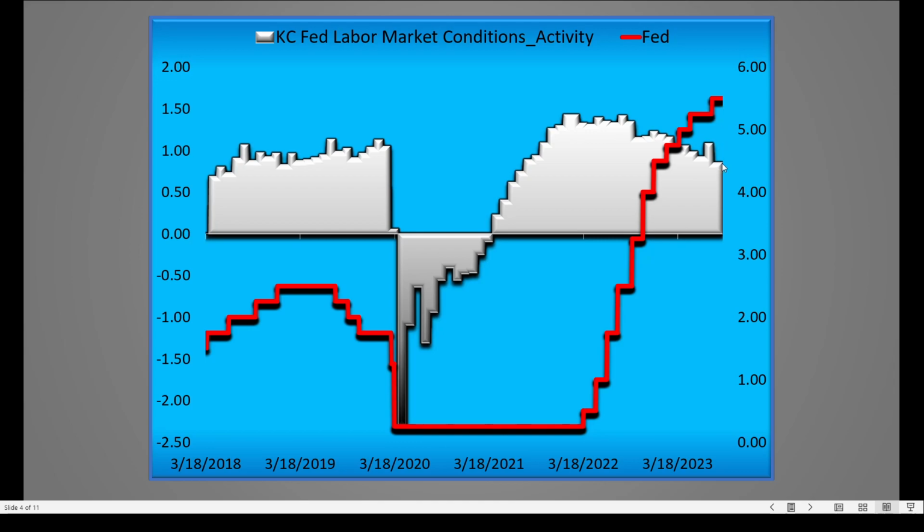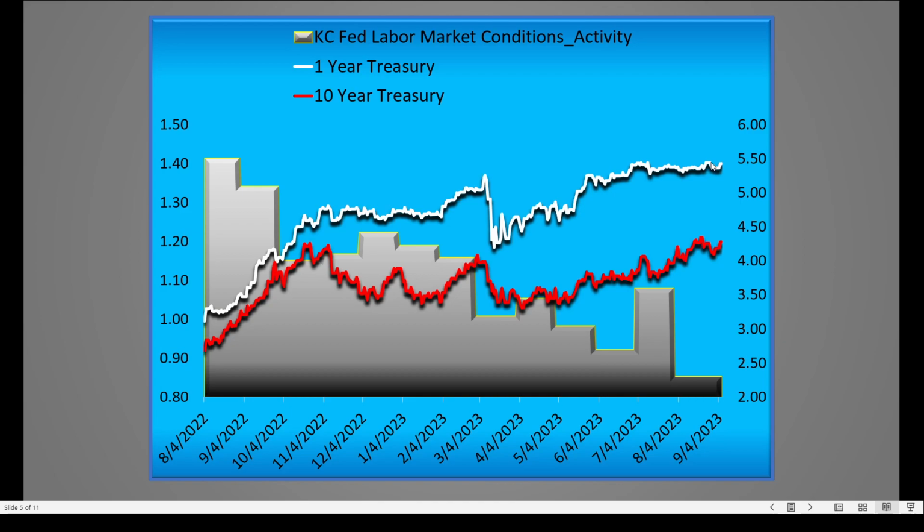Now, the current level again on the Kansas City labor market conditions indicator is 0.8. But given the fact that interest rates are more than double from where they were in 2019, logic would dictate we would tend to see this labor market indicator lower. The direction is to the downside. It's a positive number today, but over time it has tended to trend to the downside, and that's not a good thing.